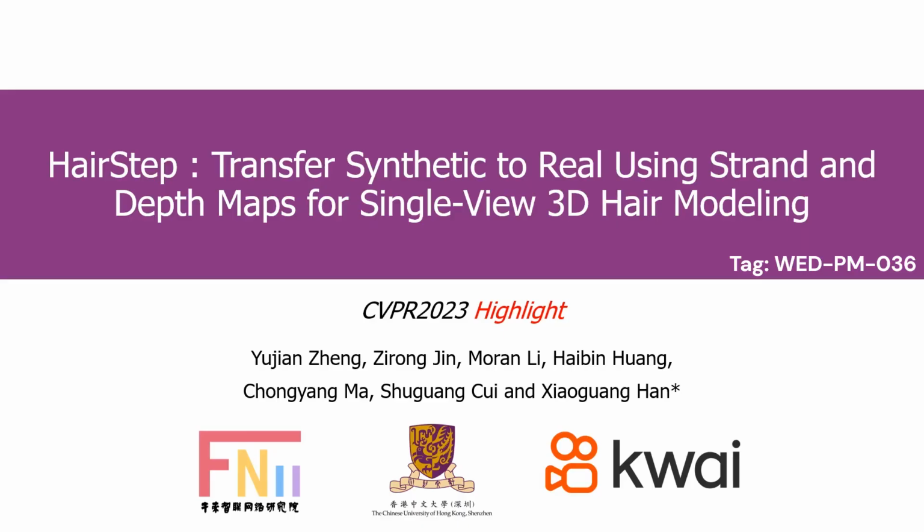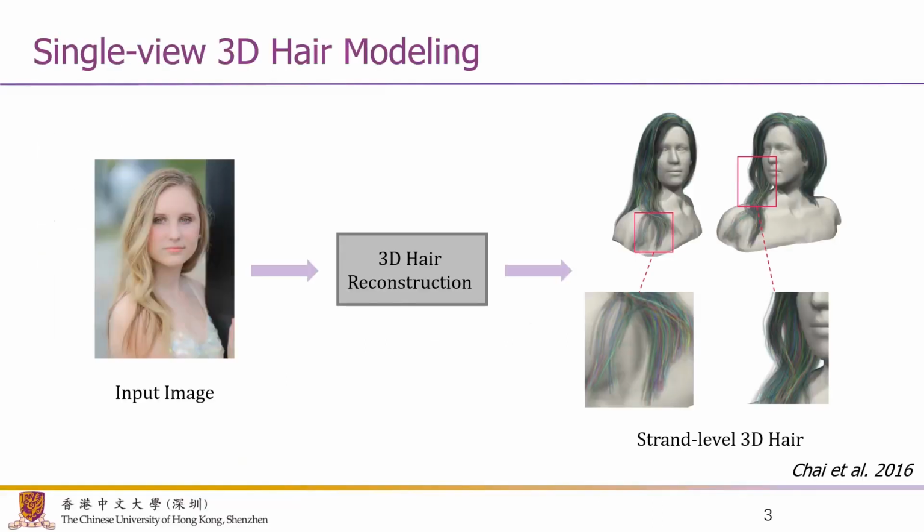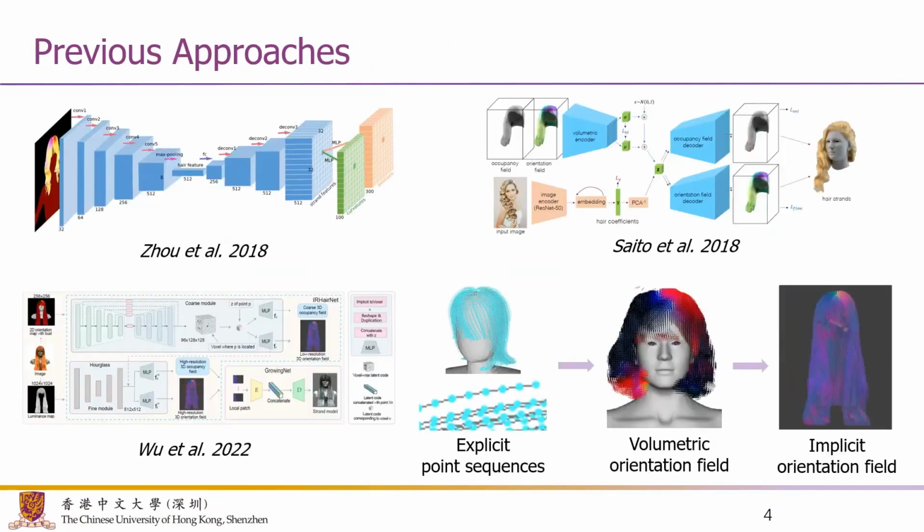Today I will present our work HairStep for single-view 3D hair modeling. The goal is to reconstruct a strand-level 3D hair model from a single image. Inspired by the advances of learning-based shape reconstruction, 3D strand models are generated by neural networks as explicit point sequences, volumetric orientation fields, and implicit orientation fields from single-view input. With the above evolution of 3D hair representations, the quality of recovered shapes has improved significantly.